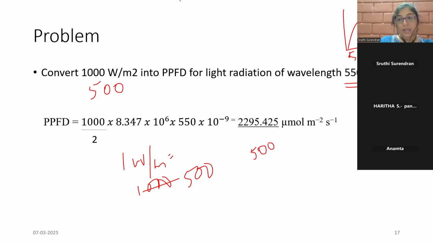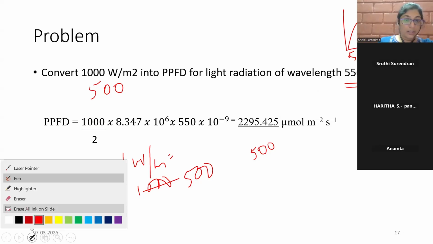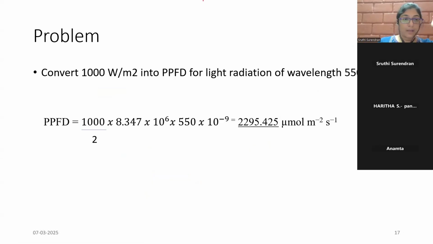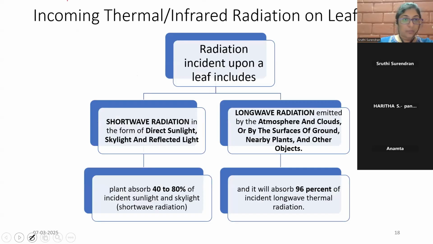So values of solar radiation generally, when converted to PPFD, will have to give some values in the range of 500 to say 3000 or something. So this is how you will do the conversion for solar radiation that you get in terms of watt per meter square or joules per meter square per second into PPFD. So I hope this part is clear to all of you.